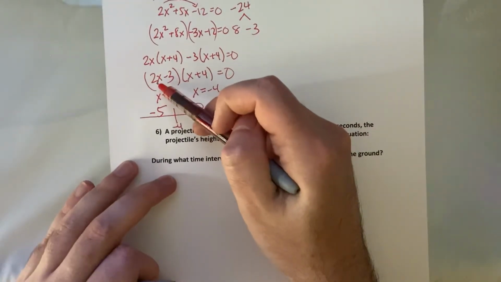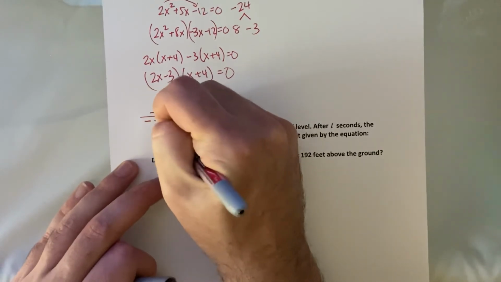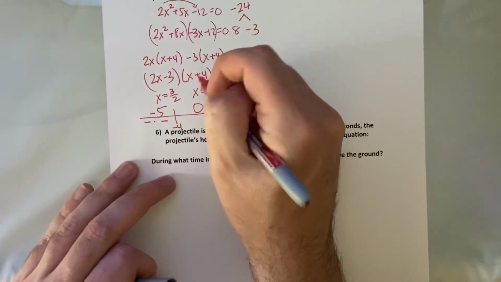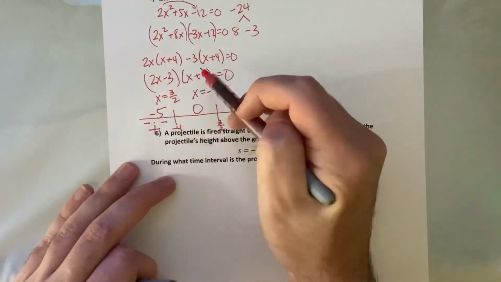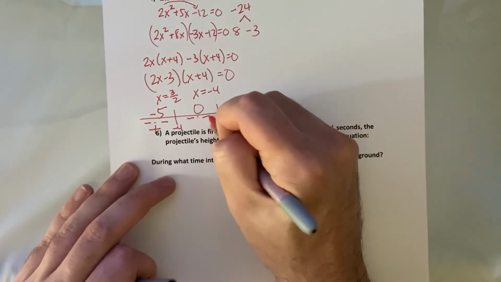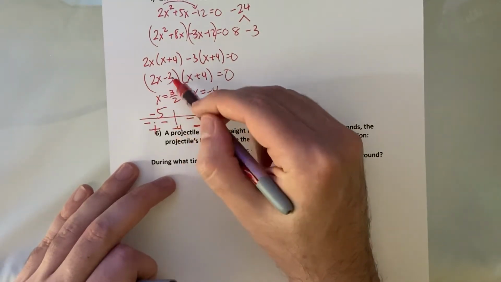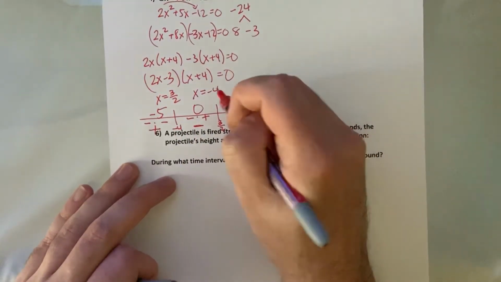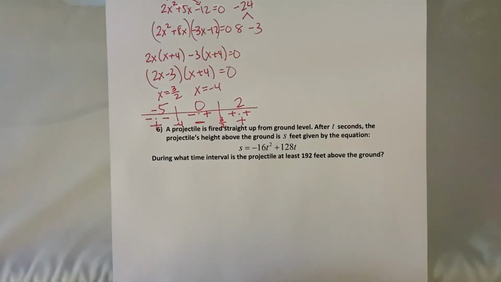2 times -5 is -10. So this is negative. Negative times negative, because -5 plus 4 is also negative. So that gives me a positive. Plugging in 0, I get a negative times a positive, which is a negative. Plugging in 2, I get 4 minus 3, which is 1, so it's positive. And 2 plus 4 is 6, which is positive. So positive times positive is positive.